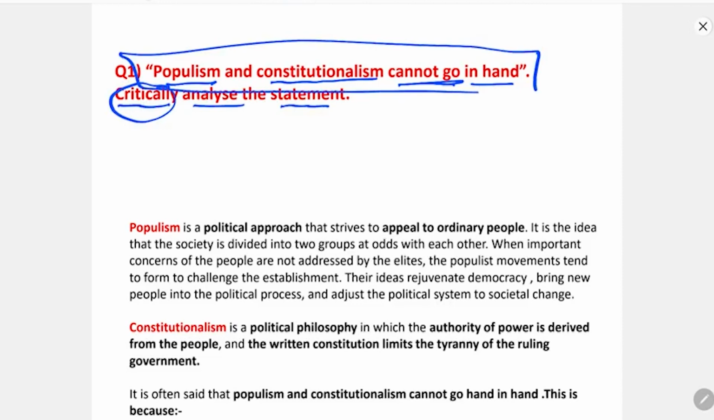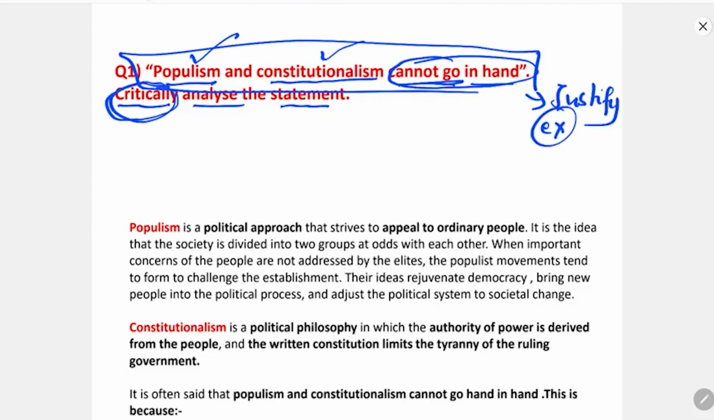So first of all, we need to write what is populism and one statement about what is constitutionalism, and then we have to mention that they cannot go hand in hand. We have to justify this particular statement with examples. Then, when it is mentioned critically, we also need to put out the analysis that there are circumstances when it can go hand in hand.